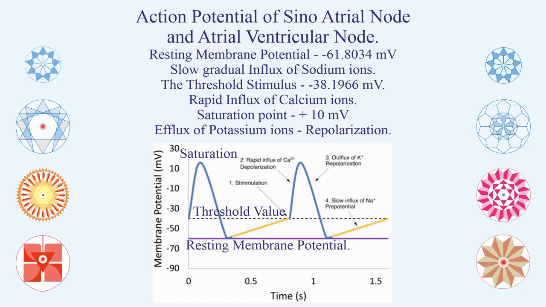The action potentials of the SA node and the AV node, which I have shown here, are identical. And here again, it follows the same Divyank ratio. Resting membrane potential is minus 61.8034, and threshold value is 38.196. Three ions, sodium, potassium, and calcium, play an important role in the action potential of the SA node or atrioventricular node. That also follows the Divyank ratio, and from that angle, this also proves that the SA node and AV node, the two pacemakers, are Divyank again.